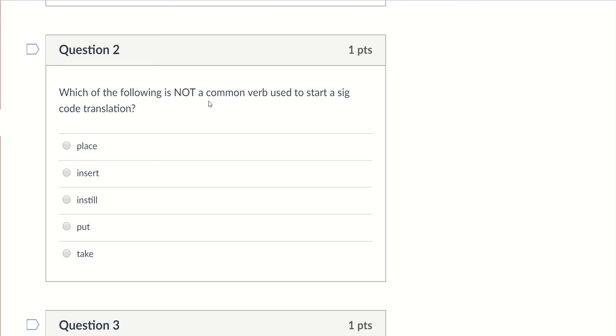Which of the following is not a common verb used to start a SIG code translation? So which are one of the verbs we didn't use? Place, we place tablets. Insert, we insert tablets. Instill, we instill drops. Put, I don't think we use a put, but take, yeah, we take by mouth. So there is no verb put.